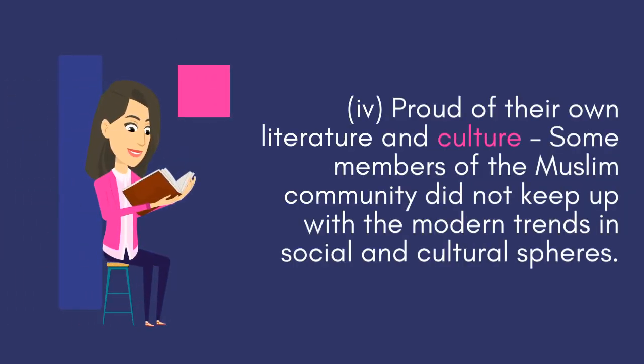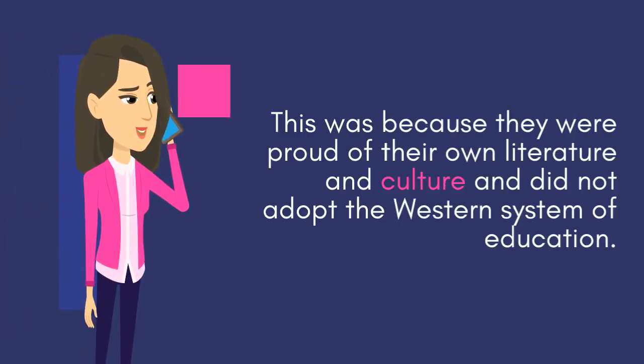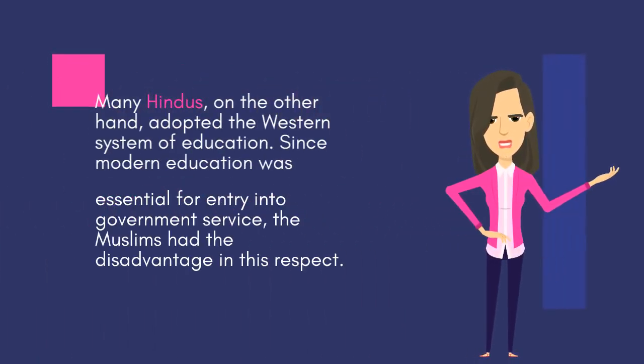4. Proud of their own literature and culture, some members of the Muslim community did not keep up with the modern trends in social and cultural spheres. This was because they were proud of their own literature and culture and did not adopt the Western system of education. Many Hindus, on the other hand, adopted the Western system of education. Since modern education was essential for entry into government service, the Muslims had the disadvantage in this respect.